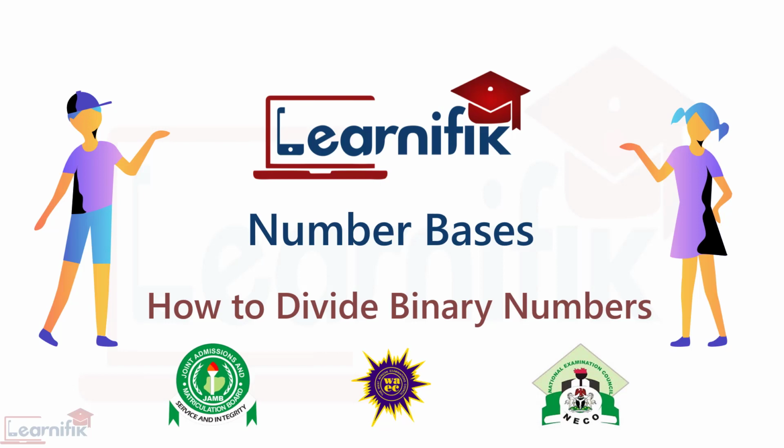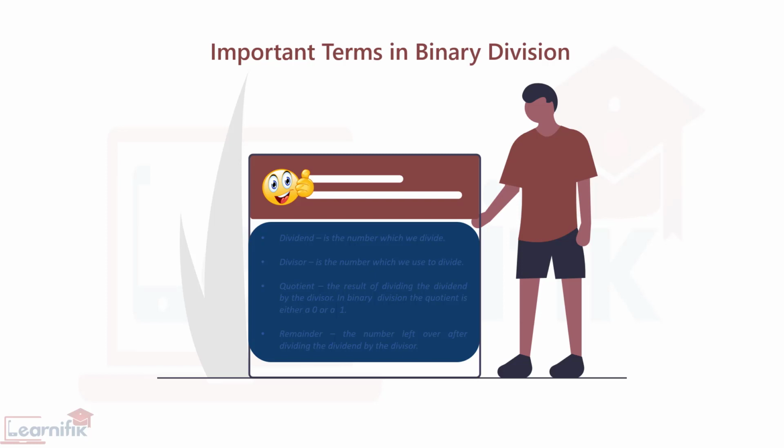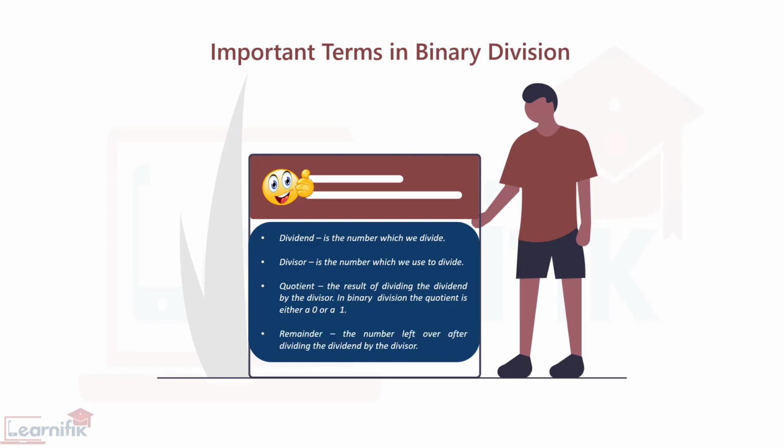Before we dive into this lesson, we need to understand these terms and steps. They are important to help us divide binary numbers more efficiently. Dividend. This is a number which we divide. The divisor is a number we use to divide, while the quotient is the result of dividing the dividend by the divisor. In binary, the quotient is either a 0 or a 1. Remainder: remember, this is the number left over after dividing the dividend by the divisor.